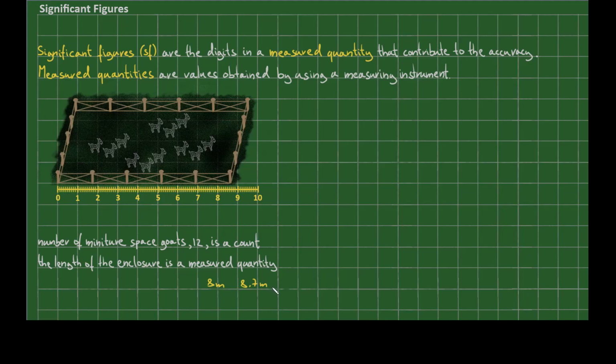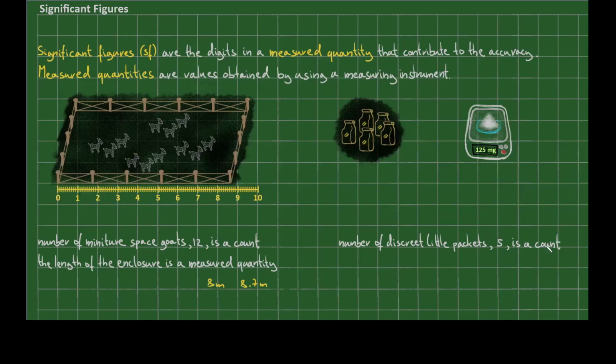In a similar fashion, if I had 5 packets containing nondescript white powder, the number of the little packets would be a count, whereas the mass of the powder would be a measured quantity. This digital balance gives me only 3 digits. The mass of the powder is 125 milligrams, but I do not know if it is 125.0, 125.1, 125.2, or 125.3, simply because the instrument is not that accurate.